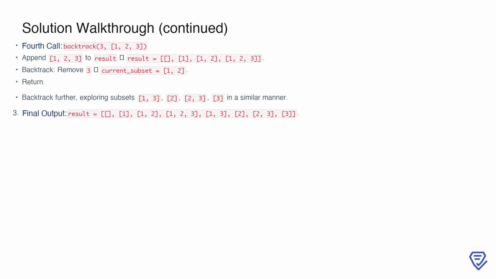We return to the previous recursive levels, exploring other subsets such as [1, 3], by including 3 directly after removing 2. We also generate subsets starting with 2, such as [2, 3], and finally subsets starting with 3 on its own. Each subset is appended as we progress, ensuring no duplicates and preserving the order of exploration. By the time all elements have been considered, the result contains all possible subsets for the input [1, 2, 3]. The final output is result equals [[], [1], [1, 2], [1, 2, 3], [1, 3], [2], [2, 3], [3]].